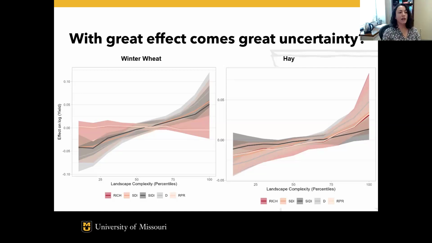And what we saw is that for winter wheat in particular, we have this strong sensitivity to the type of metric being used. So we have 3 metrics that all trend up, have a positive relationship, and then richness and relative percent richness are very, very flat kind of metrics. We could contrast that with something like hay, where we don't have very steep positive slopes, but everything really trends up consistently.